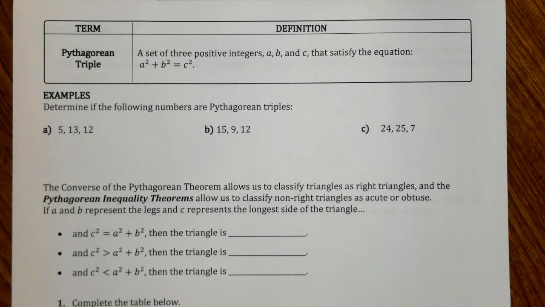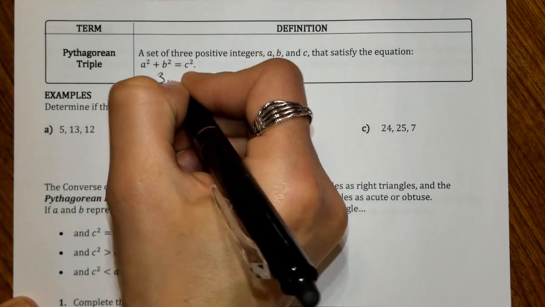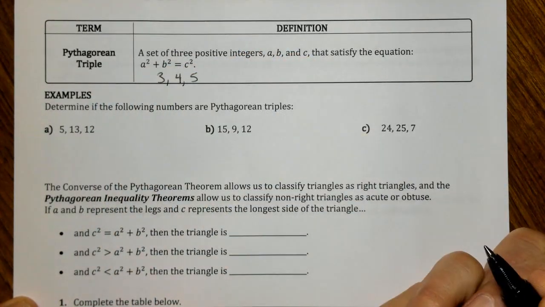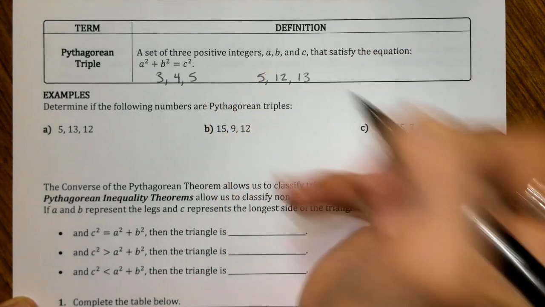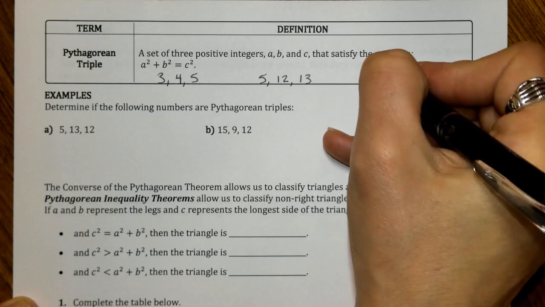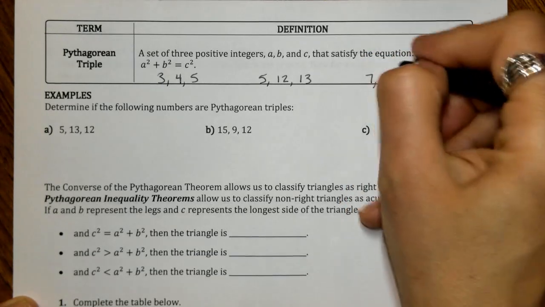What I do want to note to begin with, 3 of the most common and most easily seen triples are going to be your sides of 3, 4, and 5. Another one is 5, 12, 13. Another is 7, 24, and 25.